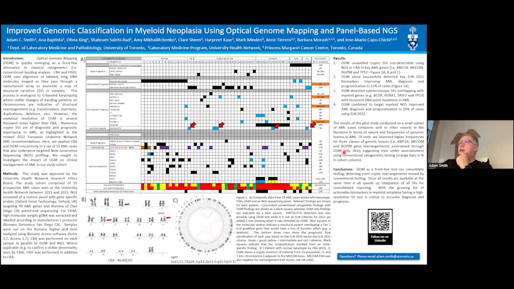The other item that is not actually in the ELN that I put here is the ability of OGM to detect KMT2A partial tandem duplication. So this is just an add-on advantage. It's currently not part of the ELN classification for AML. It's obviously more important in other myeloid diseases like myelodysplastic syndrome from a prognostic perspective.